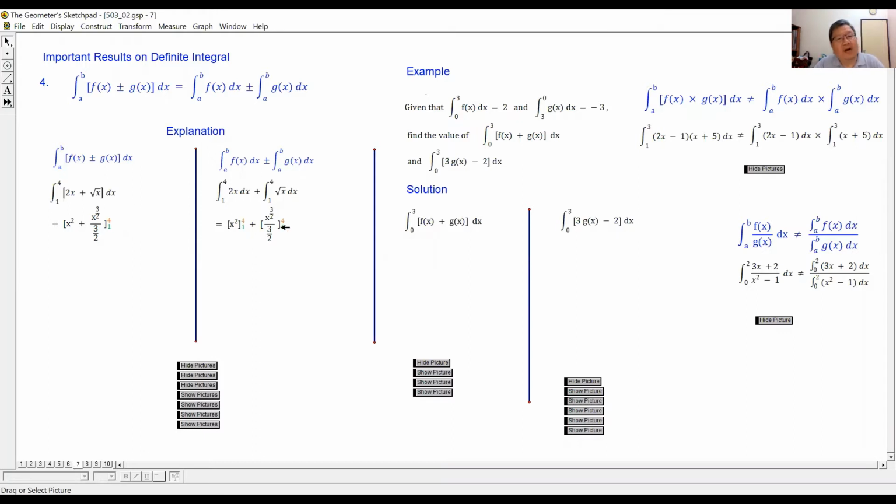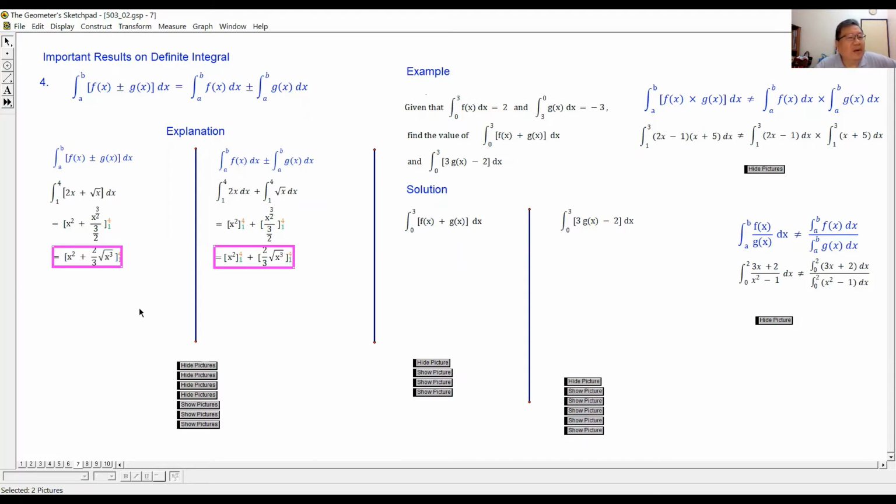Okay, right. Now on the right hand side, I integrate them separately. Integrate 2x to become x squared, and I substitute 4 and 1 into the x squared. Then I integrate the square root of x separately. Then I substitute the 4 and 1 also, right? I want to see whether these two numbers are the same or not. Okay, right.